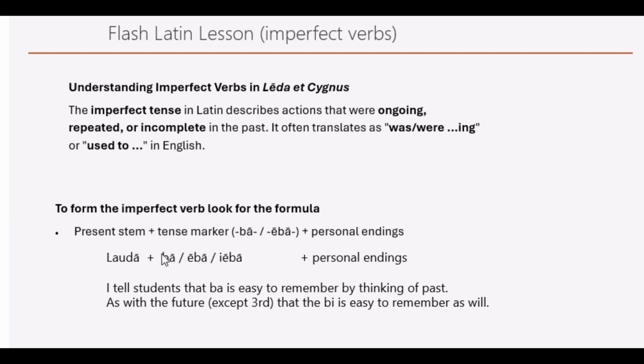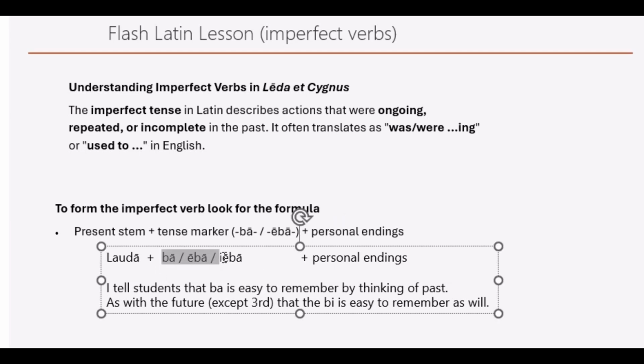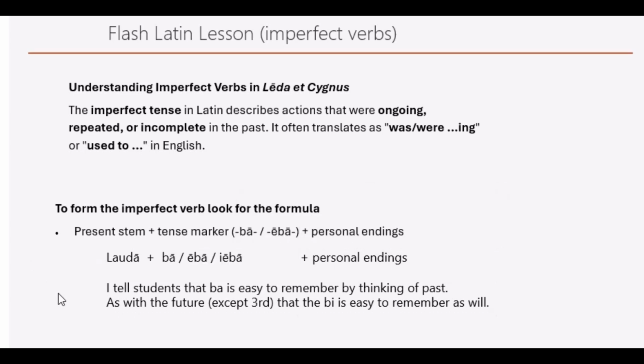Now the BA marker changes slightly depending on whether we're looking at the first, second, third IO, or fourth conjugations. BA versus BI for the future is easy to remember because A is the central vowel in the word past. BA, past, for the imperfect, whereas BI, I is the central vowel in the word will, something you will do in the future. That's how my students tend to remember it in the early days.